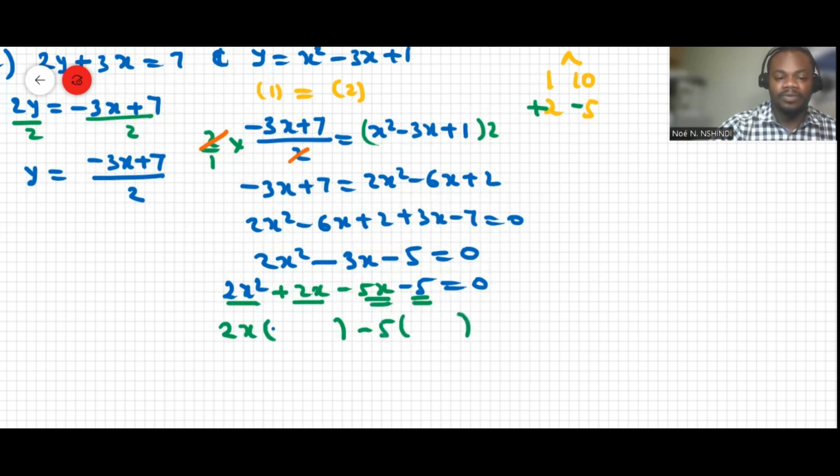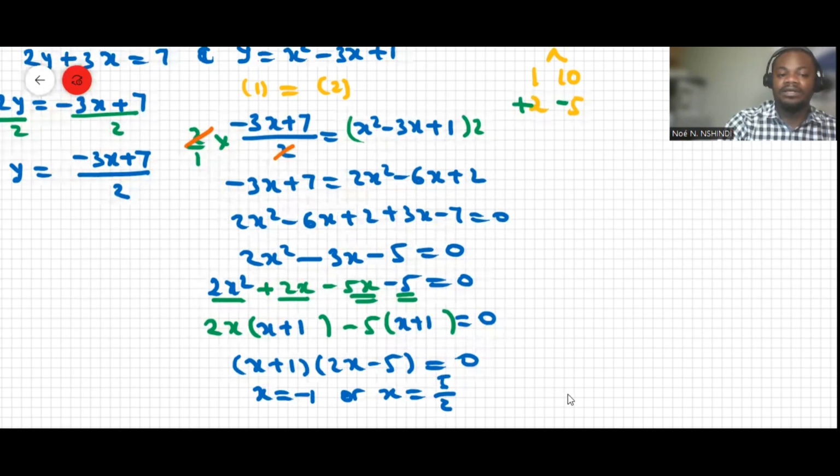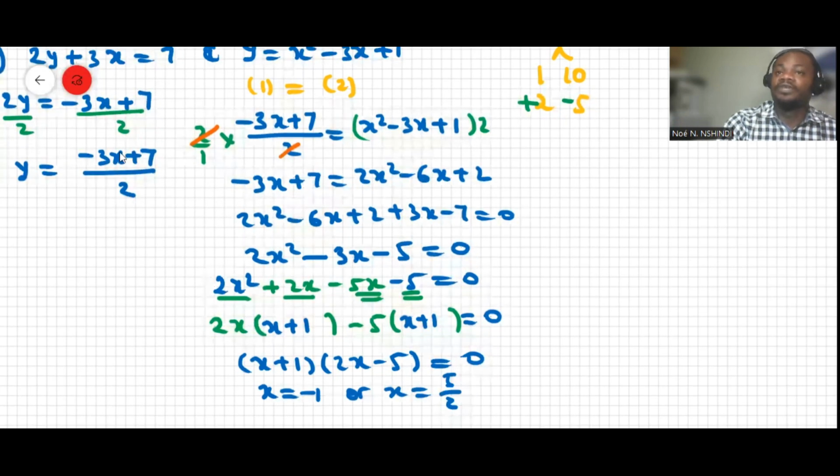And then this will make what? x plus 1, and that makes x plus 1 equals 0. And then this makes x plus 1 factors of 2x minus 5 equals 0. That means x is -1 or x is 5/2. Now that we got the value of x, we can substitute that in here to find the corresponding y value.